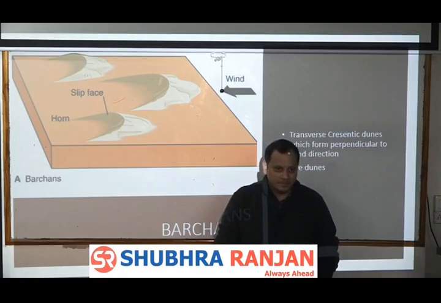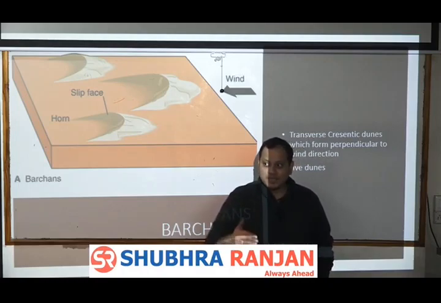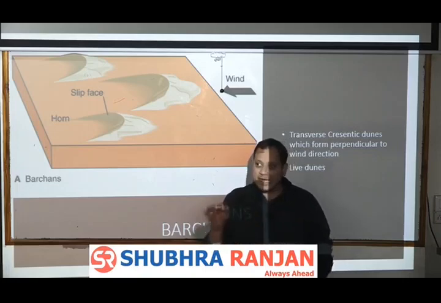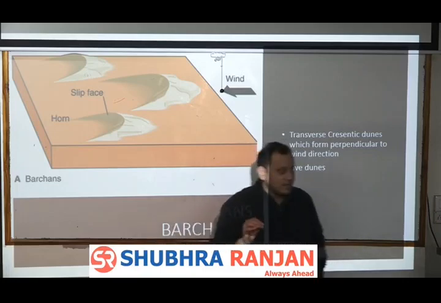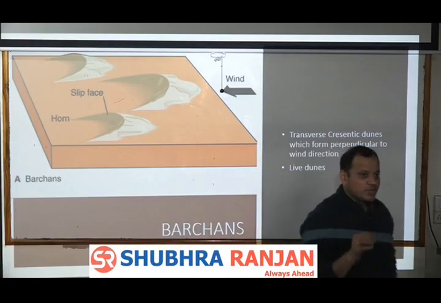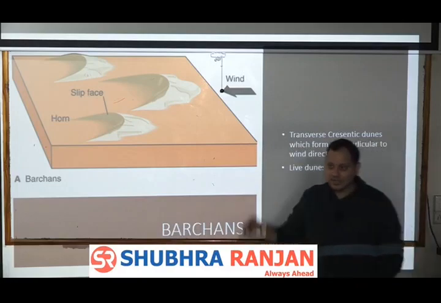Where is the most desertification happening? Punjab. Why? Because the desert is eating Punjab. 8 lakh hectares of fertile agricultural land in Punjab is lost to desert. Desert is increasing in India.